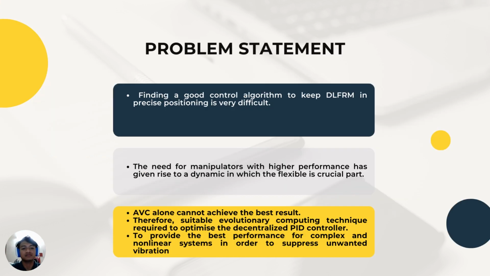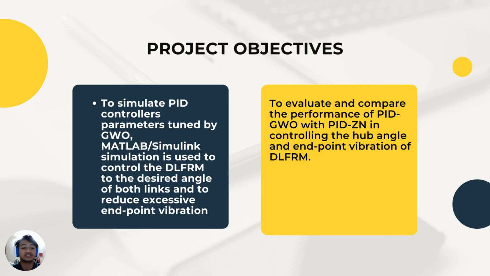Okay, what is the problem statement in my research? Finding a good control algorithm to keep the DLFRM in precise positioning is very, very difficult. The need for manipulators with higher performance has given rise to a dynamic in which the flexible link is a crucial part. The AVC alone cannot achieve the best result. Therefore, a suitable evolutionary computing technique is required to optimize the decentralized PID controller to provide the best performance for complex and nonlinear systems in order to suppress unwanted vibration.